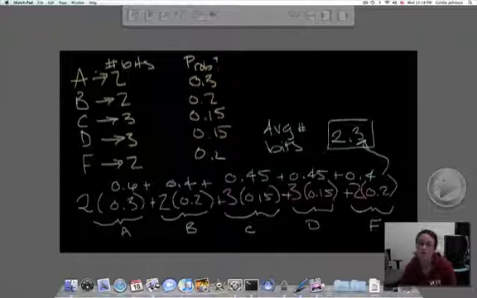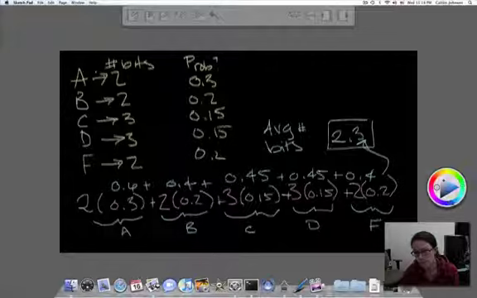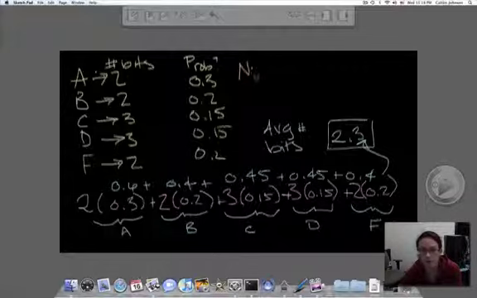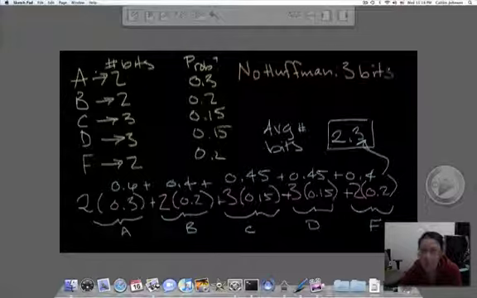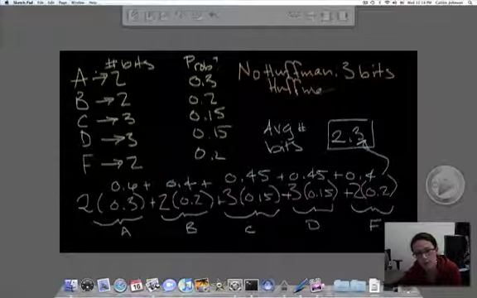So we would have had, just to tie it all in together, in the beginning we had no Huffman, we had 3 bits per symbol, right? Now with Huffman we have 2.3 bits.